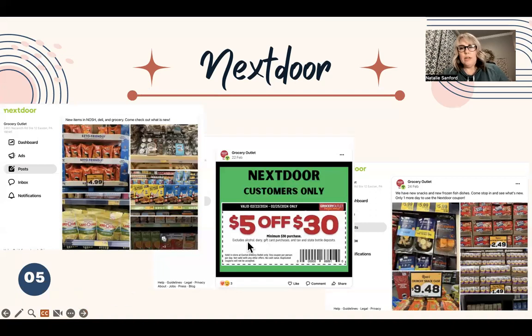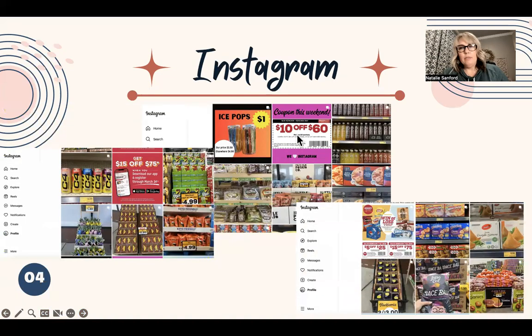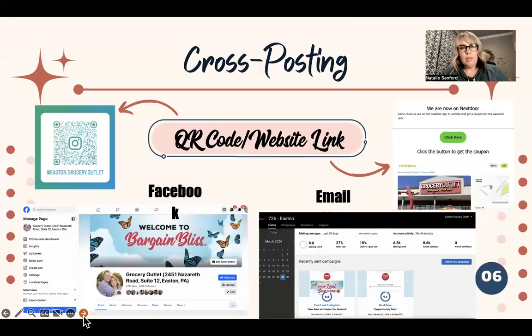I did run a coupon. It was a weekend sale because we have to pay for all of the funding from this coupon, so I can't run it for too many days, but I want to get the most bang for my buck. So I ran it for a weekend. We did $5 off of $30 for Nextdoor, and $10 off of $60 for Instagram. I'll talk about that more in a minute.